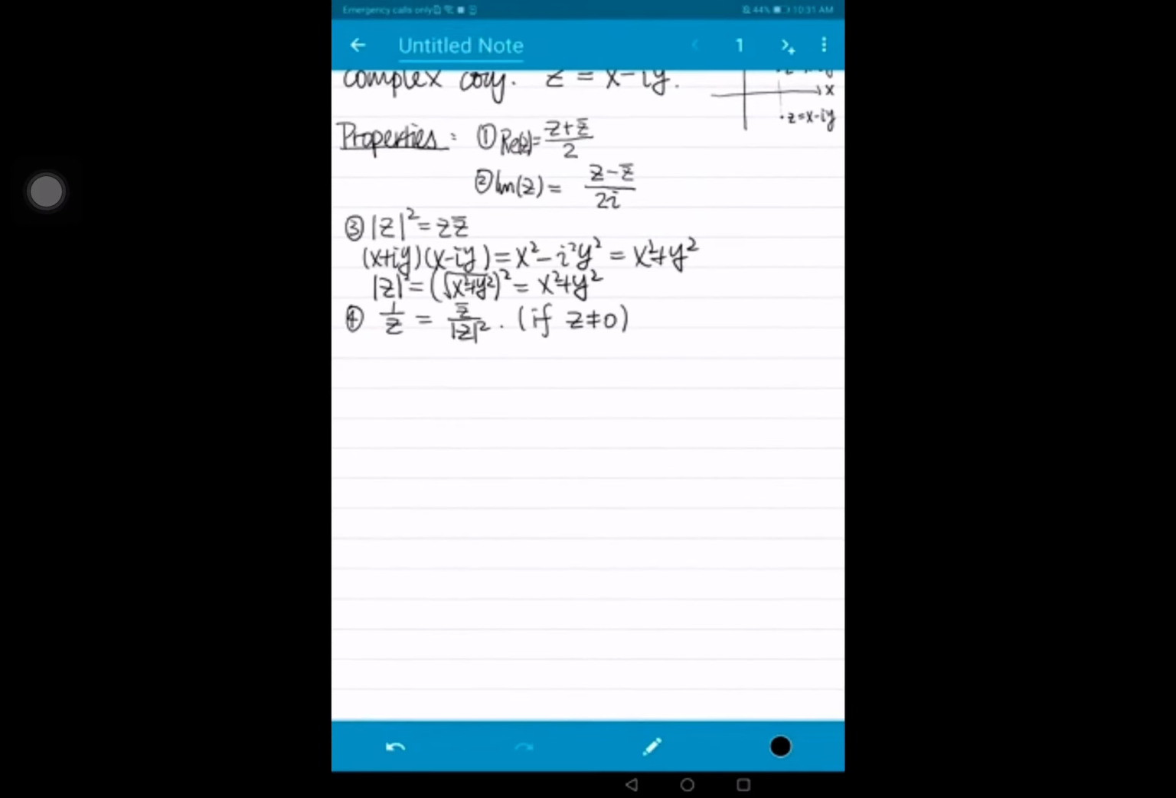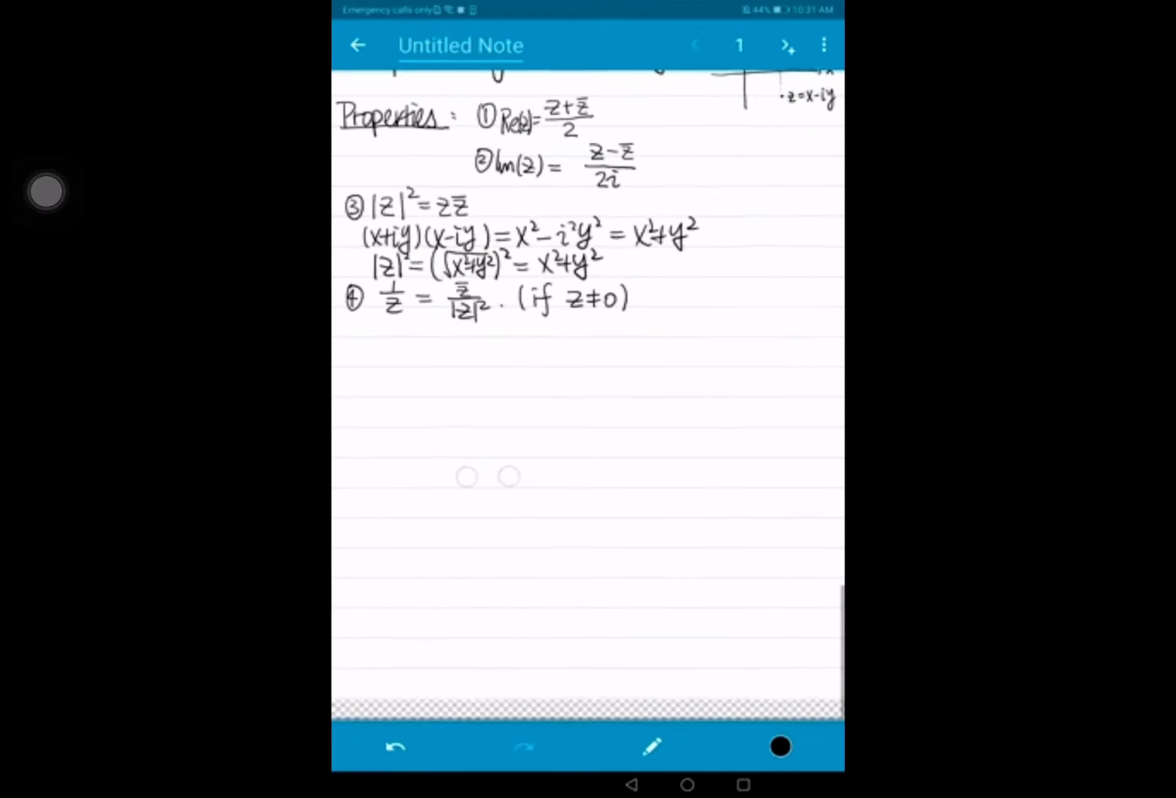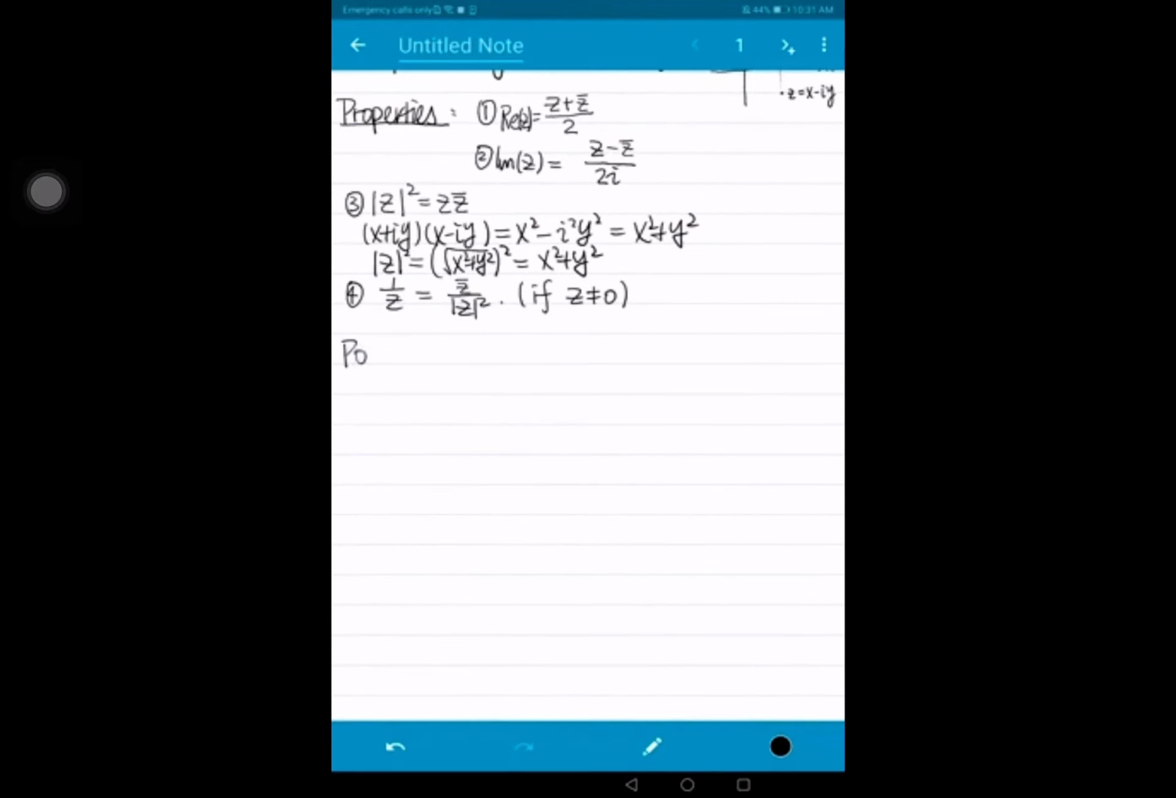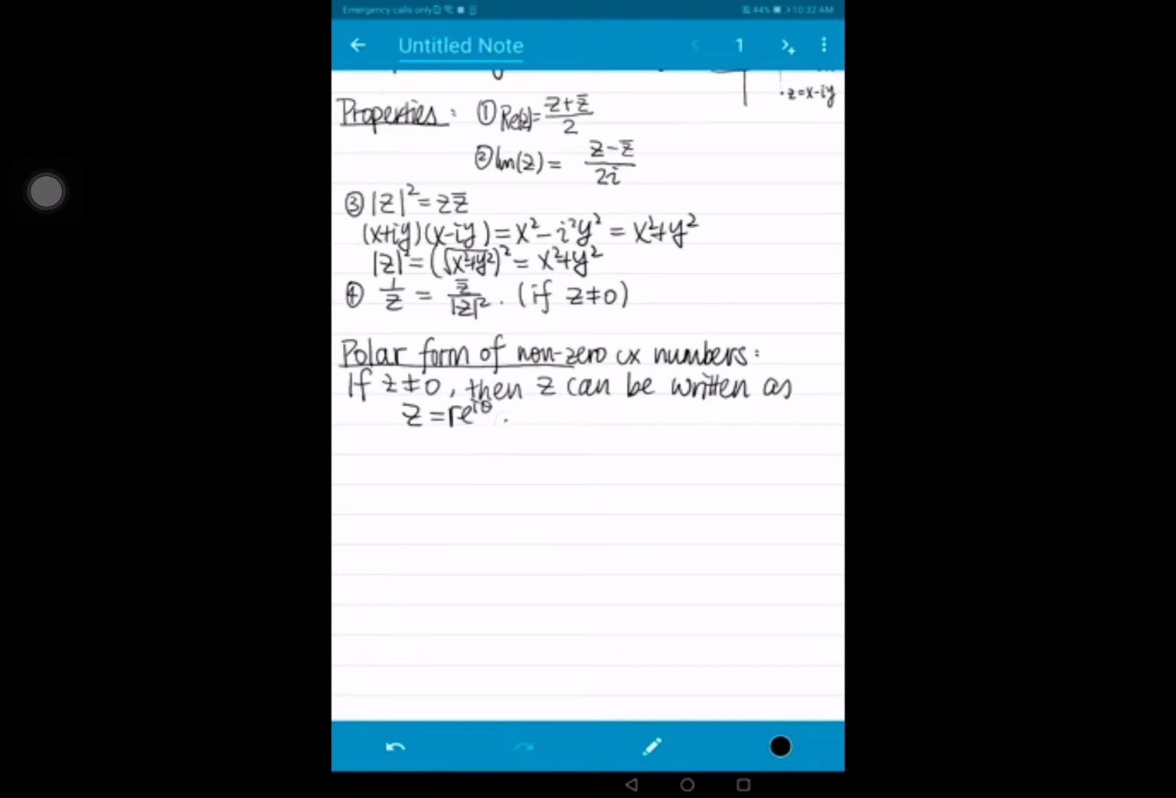We have seen that a complex number can be presented as the real part plus i times the imaginary part. There is another presentation of a complex number. This is very similar to the polar coordinates for R2. So this is called the polar form of non-zero complex numbers. Great. So if z is not 0, then z can be written as z equals r e^(i theta). Right, so r is a positive real number, and theta is any real number.